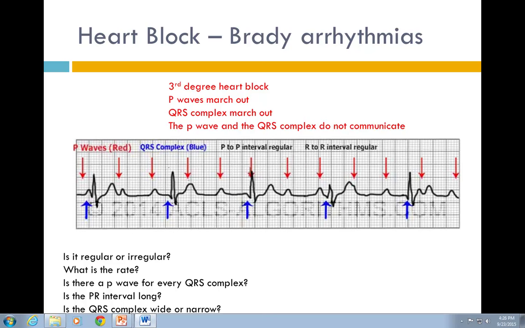The QRS complexes, as depicted in the blue, are regular with each other and appear less than 0.12, so they're narrow. If the QRS is greater than 0.12, the focus is probably ventricular. Again, the electrical stimulus is probably more ventricular if it's wider. Then we have a third degree heart block. The P waves and the QRS complexes are not communicating. Clients with third degree heart block need a pacemaker placed.